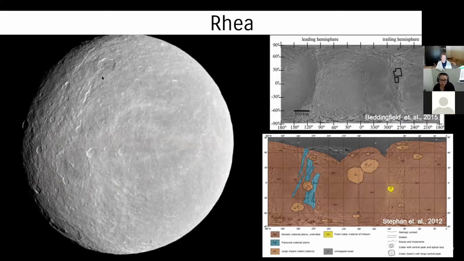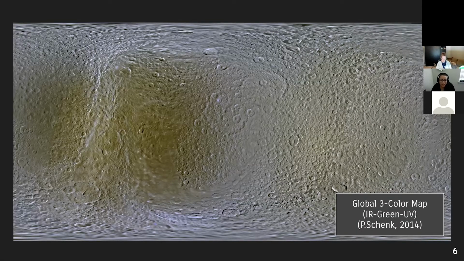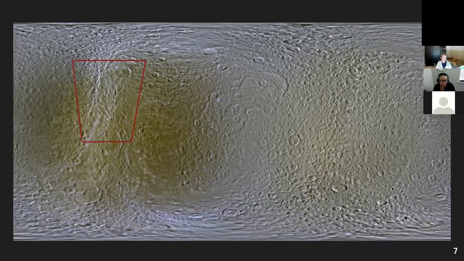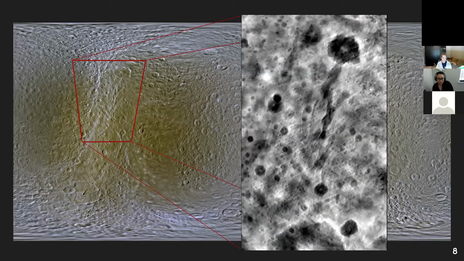In addition to this, just like any surface in the solar system, it is heavily cratered. This map is actually provided by Paul Schenk. I'll be using this to illustrate the studied area. The area that we're studying is located in the trailing hemisphere, and it's crossing the equator, but it's mostly on the northern area.